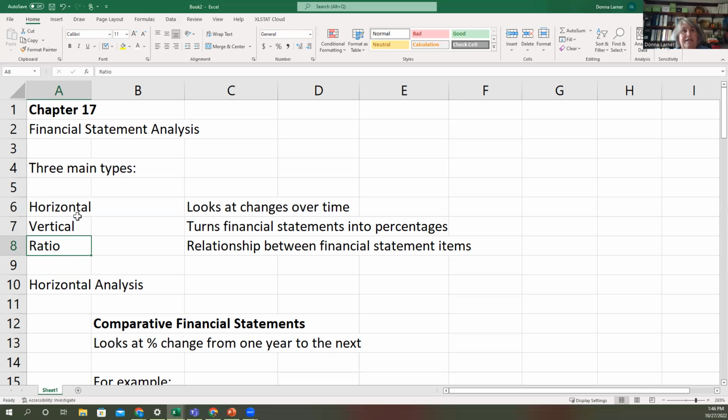So I probably am going to take time to do separate videos for each of these three. That way you can hone in on one, have a quick video, practice homework problems related to it, and then move on to the next type. But overall, most students find this chapter relatively easy, just tedious with all the number crunching. So let's start with horizontal analysis.